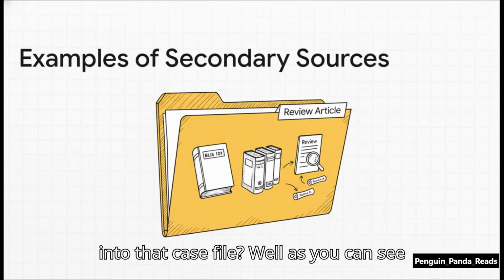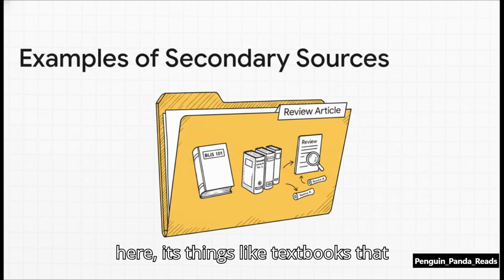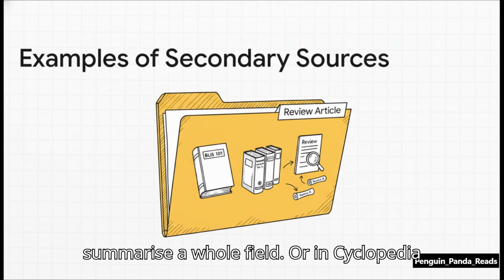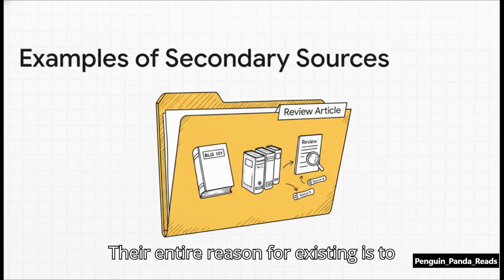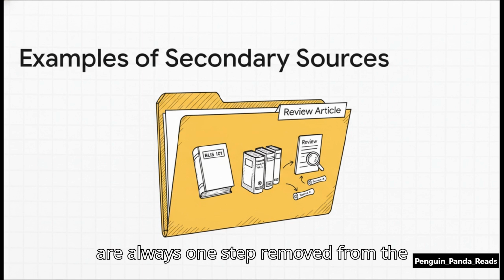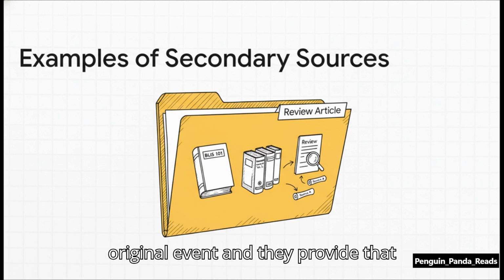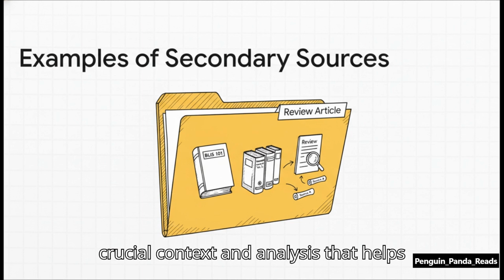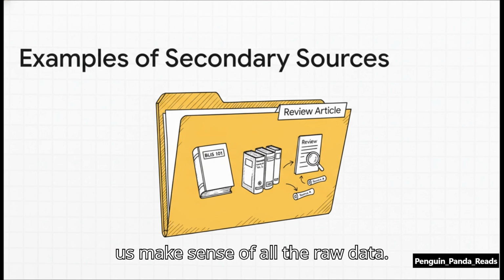And what goes into that case file? Well, as you can see here, it's things like textbooks that summarize a whole field or encyclopedias that give you background information. Their entire reason for existing is to process that primary information. They are always one step removed from the original event, and they provide that crucial context and analysis that helps us make sense of all the raw data.